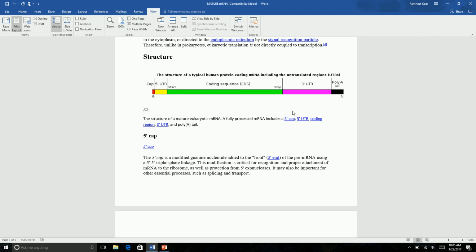What is the structure of the mature form of mRNA? And what is CDS? This is the coding sequence, because when you go to NCBI, they will give you this information. This is CDS, so you should know that this is the protein coding part. Okay, so this is all the information I wanted to give you.